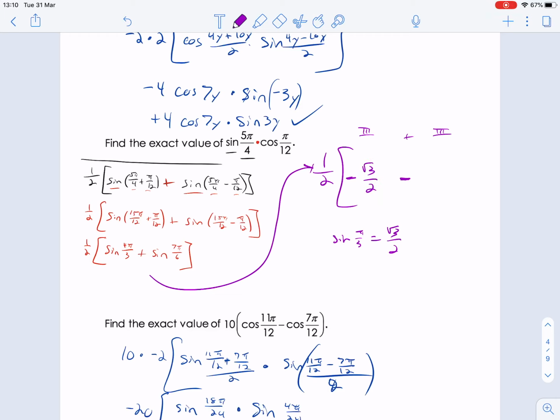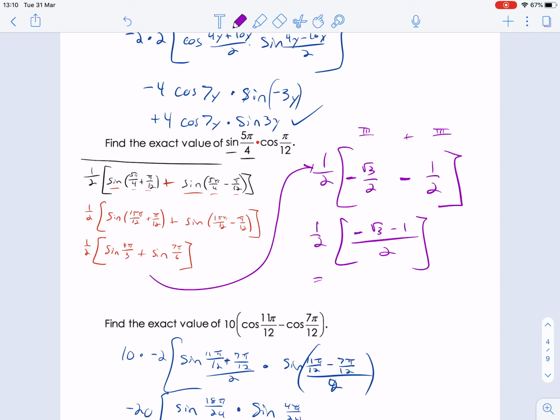And then sine of 7 pi over 6. Sine of pi over 6 is 1/2. And in the third quadrant, it'll be negative 1/2. And so now we just got to combine these. So 1/2 negative square root of 3 minus 1 over 2. It's nice that they had the same denominator already.